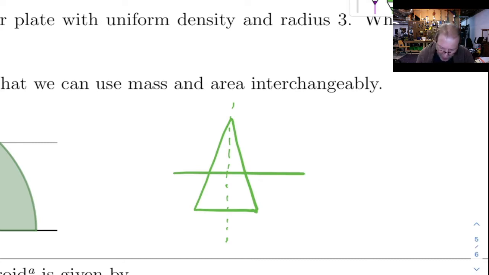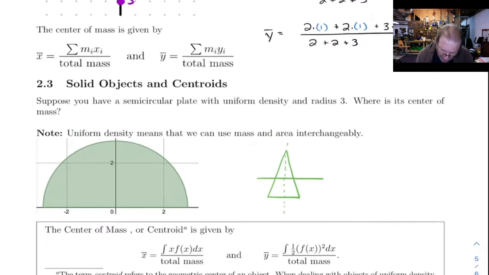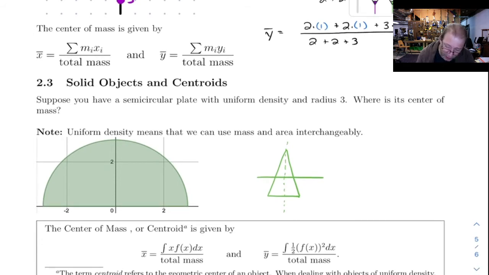And one other important thing I should mention is all the stuff we deal with here is going to have uniform density. And uniform density is just so that we can treat the mass and the area as the same thing.